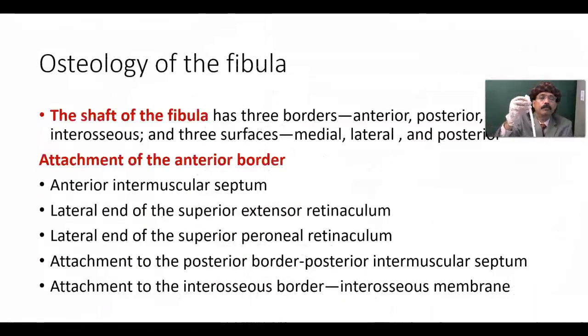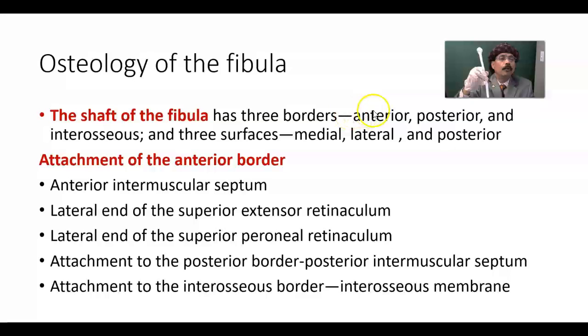Okay. The shaft has three borders: anterior, posterior, and interosseous. We just discussed that part. It has three surfaces: medial, lateral, and posterior. Attachment of the anterior border: anterior intramuscular septum. Attachment to the posterior border: posterior intramuscular septum. Attachment to the interosseous border: interosseous membrane. Okay, we got that.